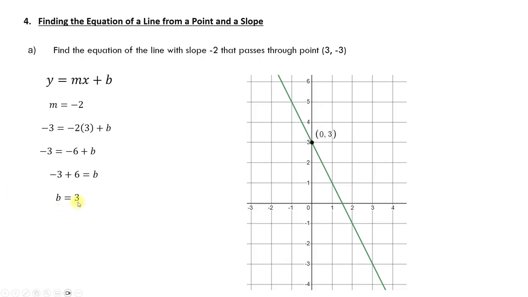Once we know that the value of b is 3, and we know that the slope is negative 2, we can write our equation.